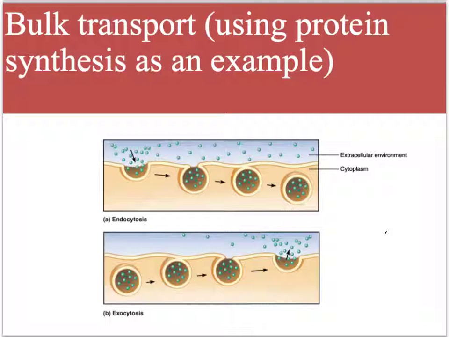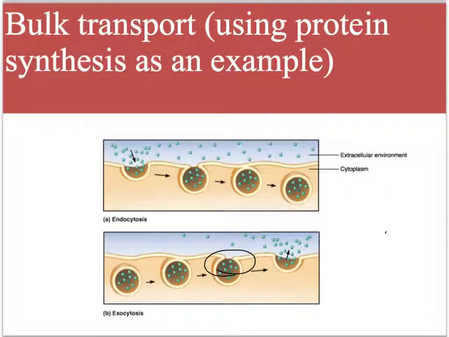EX for exit. So you get these little buds form, what we call vesicles. They bud off from the Golgi, and what they do is they attach to the plasma membrane. So once they've attached to the plasma membrane, they then open up and their contents are released into the extracellular environment, so outside of the cell.